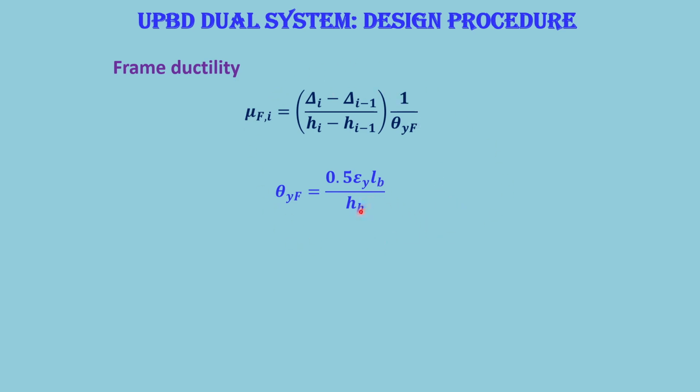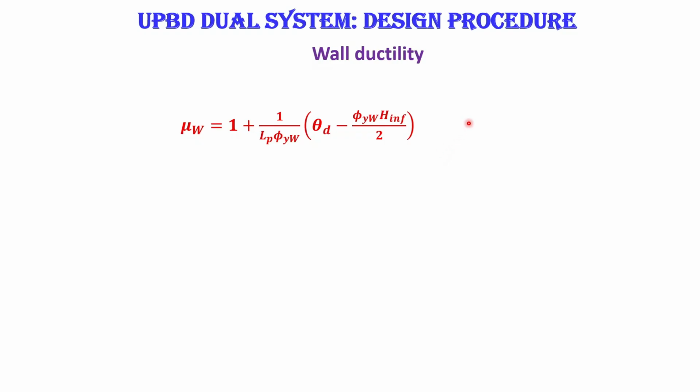This is length of beam, depth of beam. So there will be as many values as the number of stories, and then you can take an average value of the ductility of the frame. We have discussed this calculation previously in the DDBD method. Now we go to the wall ductility.